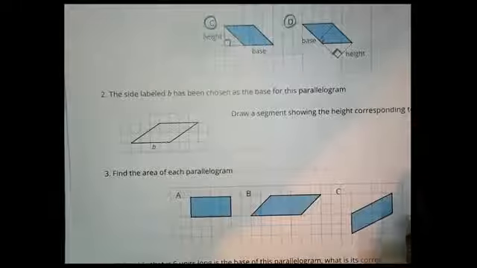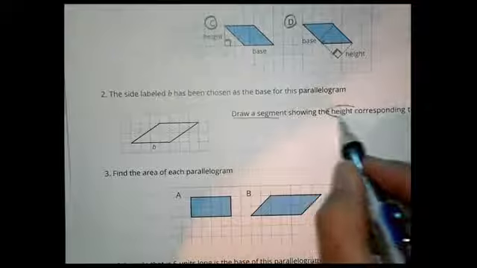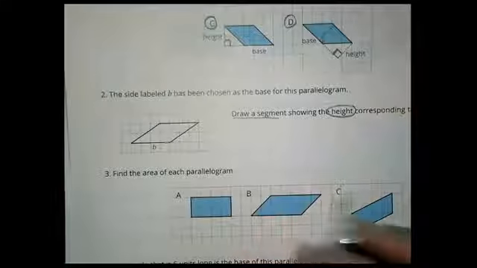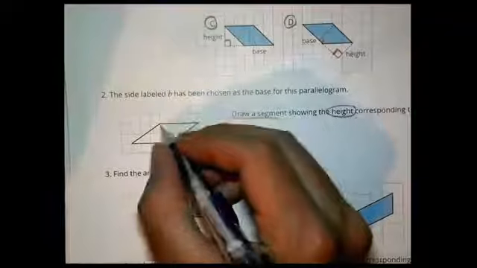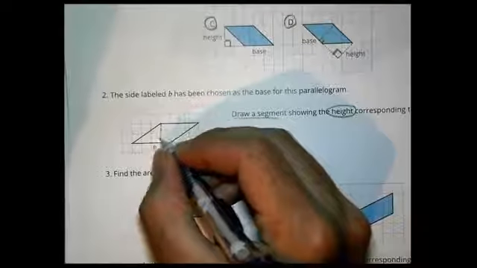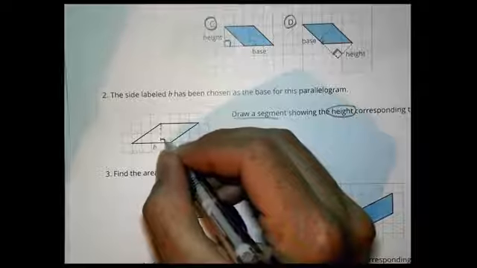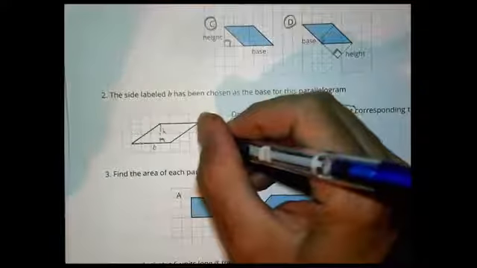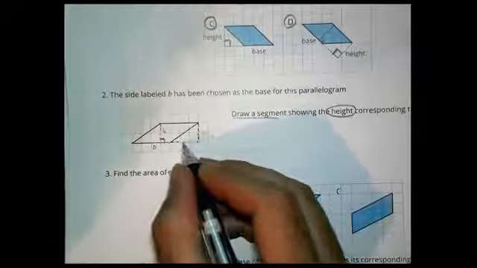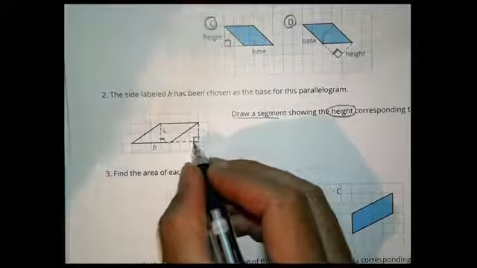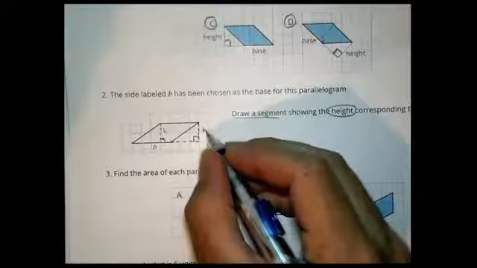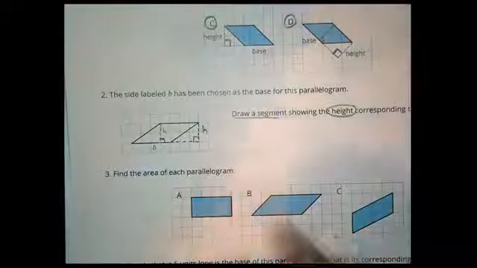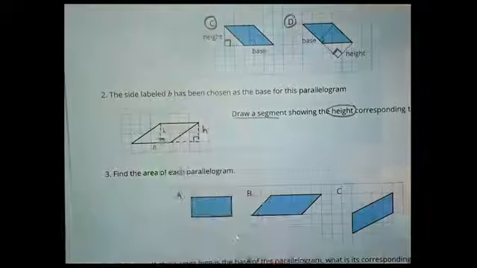Number 2, the side labeled B has been chosen as the base of this parallelogram. Draw a segment showing the height corresponding to that base. Okay, a couple ways of doing this. I can do it inside. I could draw a line right here and draw a 90-degree angle and call that my height. That's one way. I could also draw it on the outside and extend the base out this way and draw my 90-degree angle, and that would work out okay as well. So both of those would be okay, either drawing on the outside or the inside of the parallelogram.